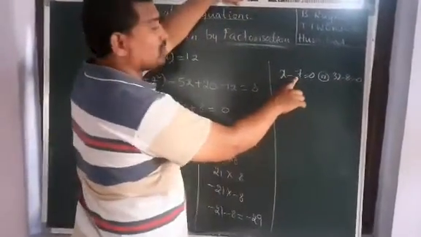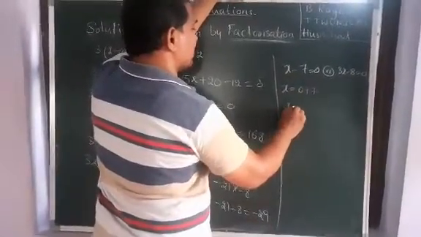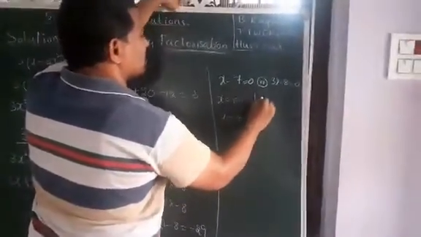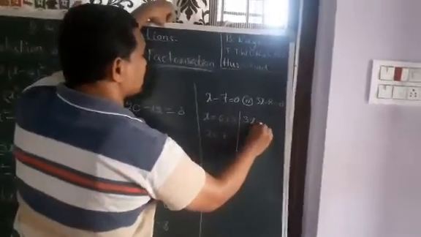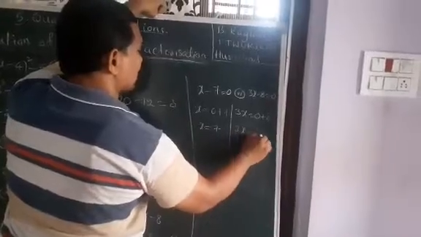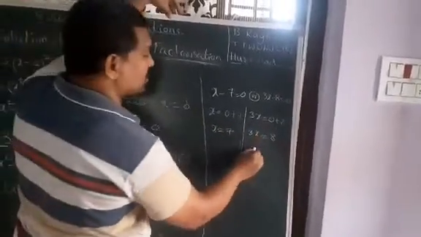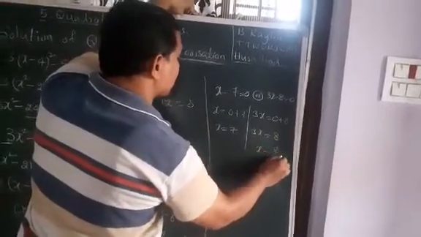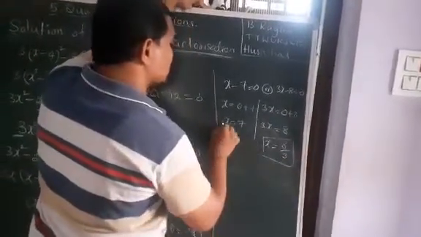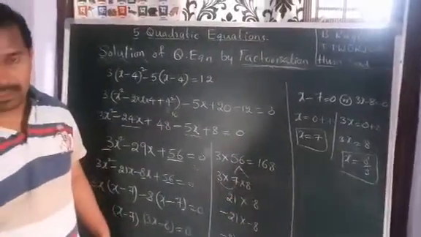So transpose minus 7 to the right side. 0 plus 7, x equal to 7. Transpose minus 8 to the right side. 3x equals 0 plus 8. So 3x equal to 8. Here transpose 3 to the right side. 3 is multiplying, so transposed to the right side it divides. 8 by 3. These are the two solutions. x equals 7, x equal to 8 by 3.